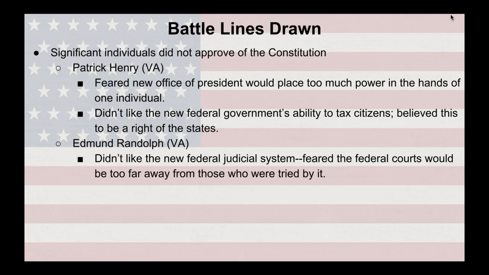And so with the new federal judicial system having the ability to try individuals at the federal level, Randolph was afraid this was going to happen again, and people were going to be way too far removed from their people who understood the issues facing ordinary people in their particular region. And so Randolph's going to come out against this as well.